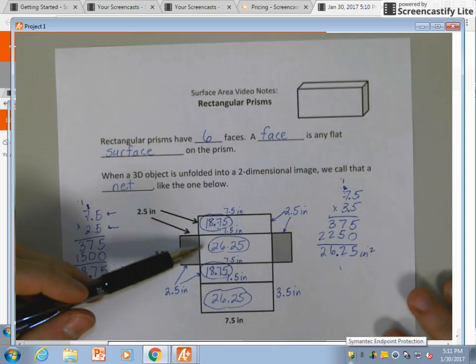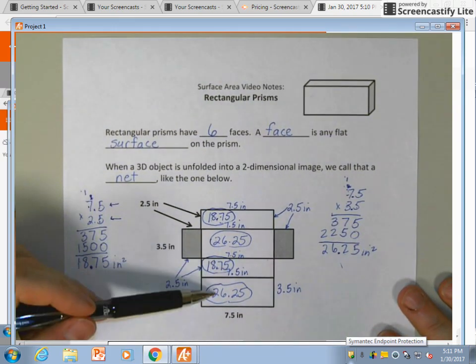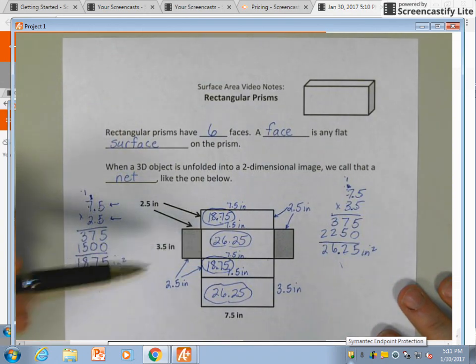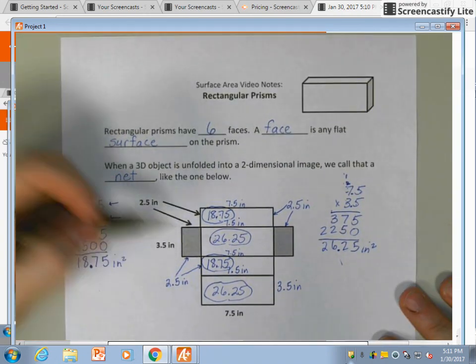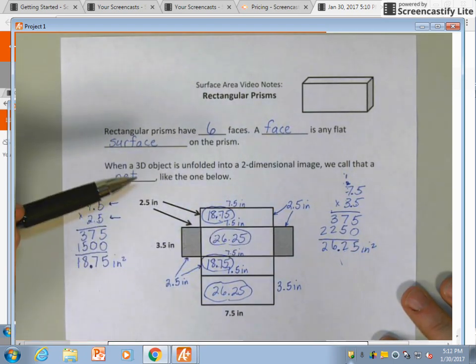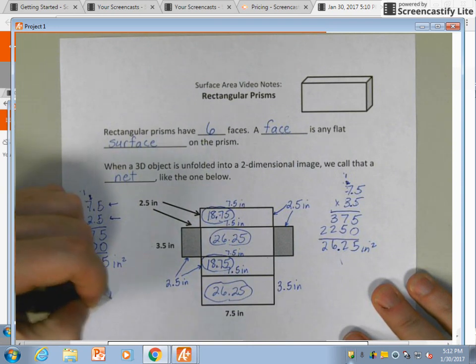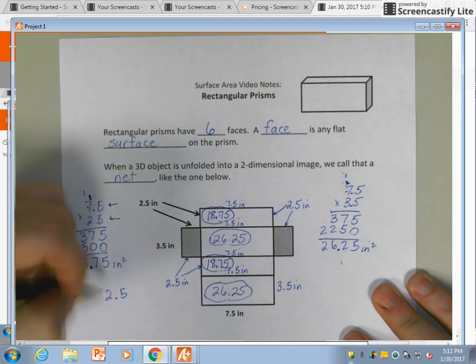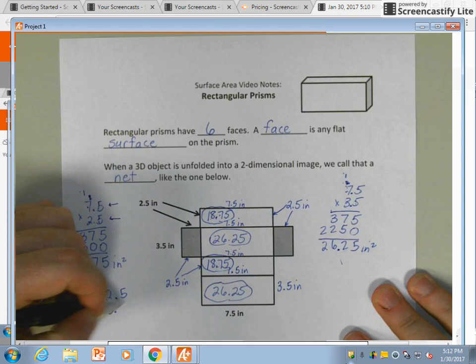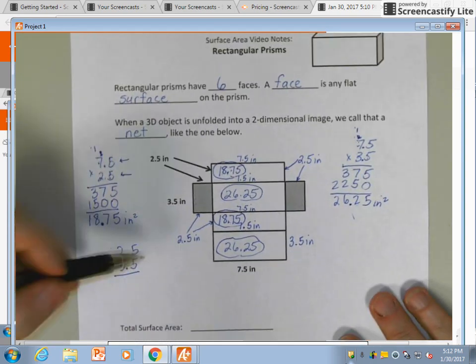Notice that we put the 26.25 in both of these rectangles because these two are congruent. Now, one last rectangle to figure out, and that's these two that are shaded on the outside. And so we have 2.5 times 3.5. We're going to work a little swifter now. We understand what we're doing.